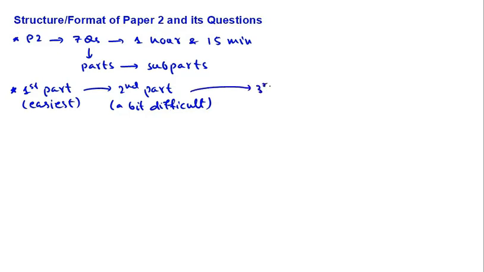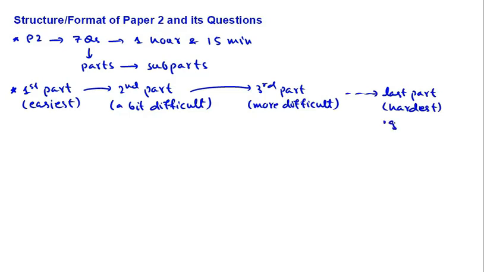The next part is even more difficult. So students, see, as we proceed within the same question in paper 2, the difficulty level keeps increasing, which means that the last part of almost all 7 questions of paper 2 is the hardest part. Students, in this part, we are usually asked to sketch a graph, or to state and explain change in something, or to comment on something, or to suggest something, etc. Almost all students find the last parts of paper 2 questions relatively difficult.